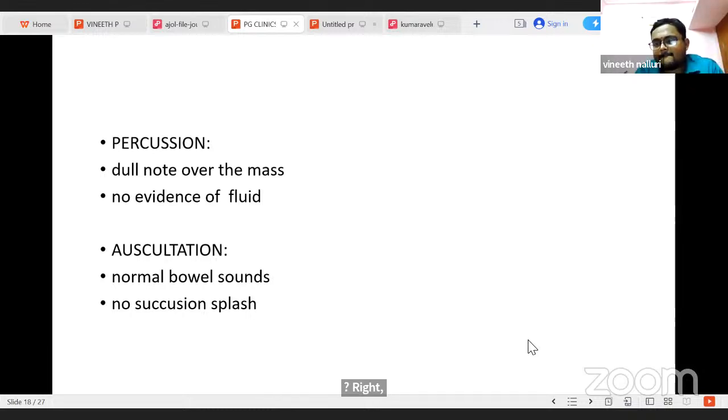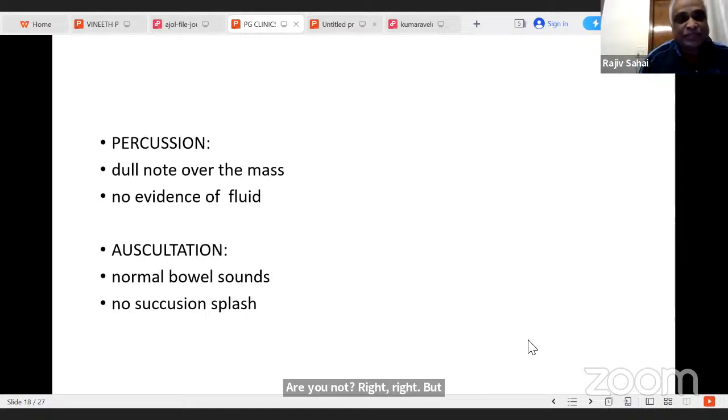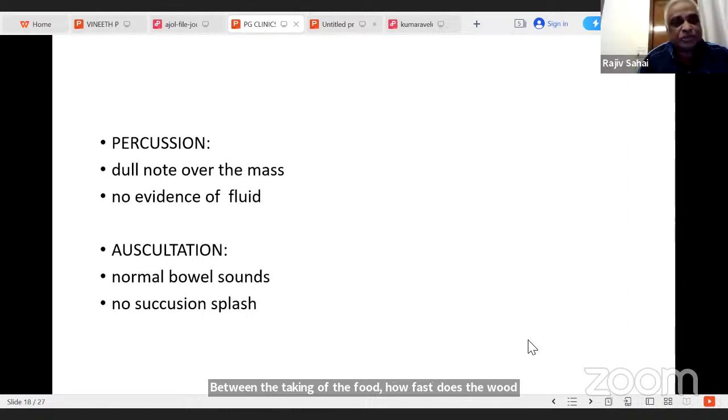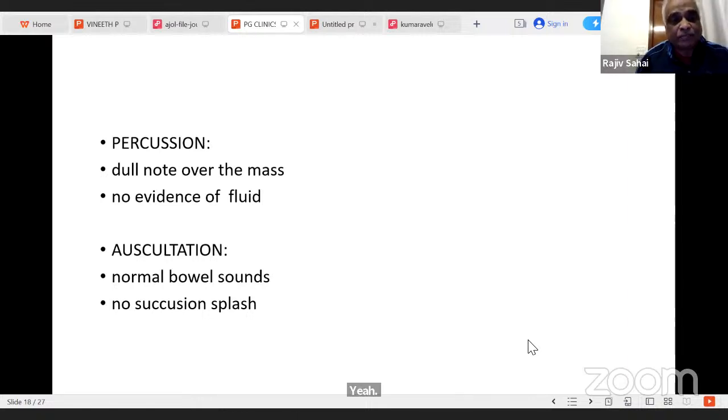So there's a corollary attached to it, that the patient has to, between the taking of the fluid, how fast does the fluid go out from the stomach normally? Normally within 30 minutes, sir. Yeah, 10-15 minutes it goes away. So you've got to give it time, right? So you ask the patient to take fluid, then wait for half an hour, then come back, and then start shaking them. Okay. So that's how you do it.